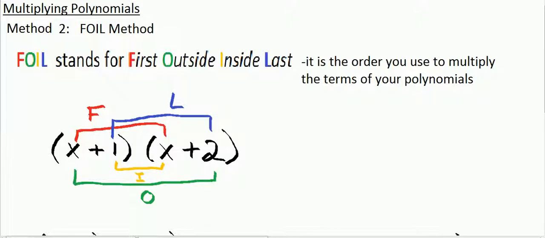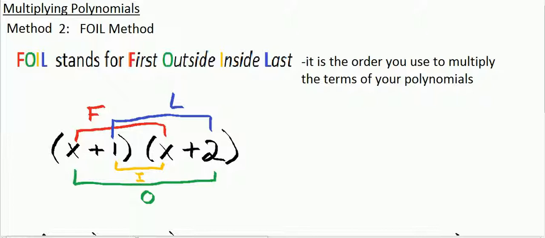Let's take a look at multiplying polynomials using the FOIL method. FOIL is an acronym for F first, O outside, I inside, and L last, and that indicates the order that you should be multiplying the terms of your polynomial.